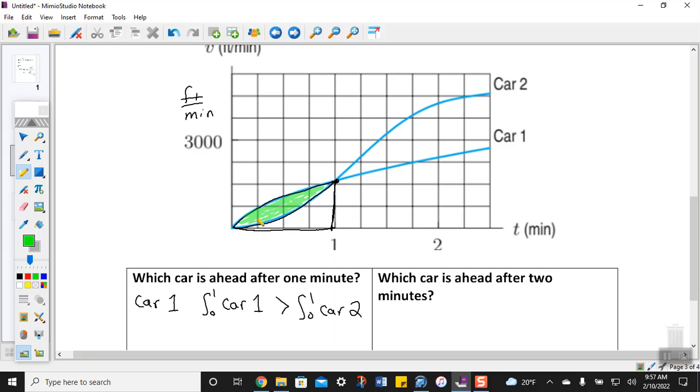All right. Which car is ahead after 2 minutes then? Okay, this gets kind of interesting. What happens at this point right here? They switch. Not quite switch.